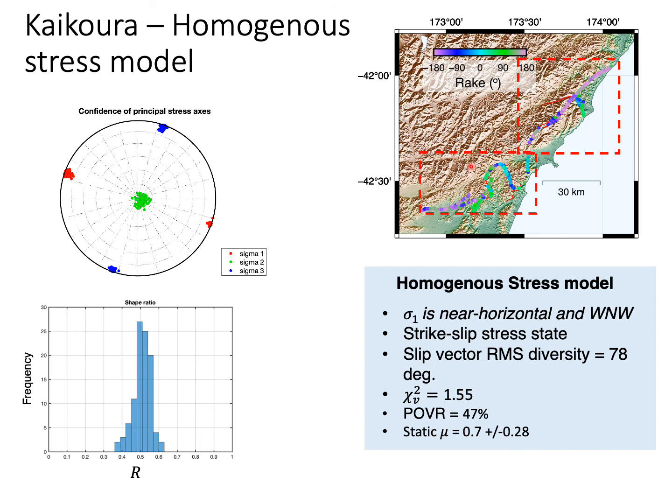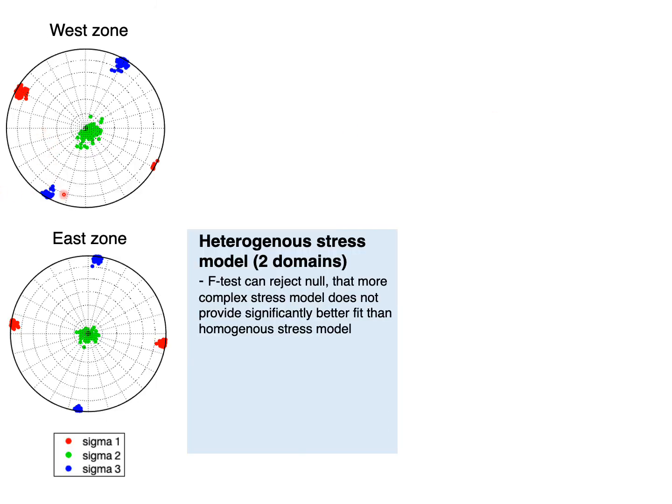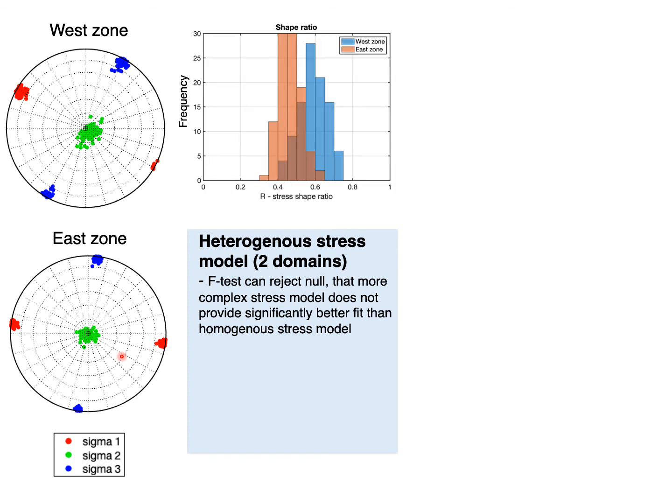So what we can do again, given that there is some unexplained variance in the data, is partition the rupture into two different domains, into the western and eastern half. And so here's the stress inversion result for the western zone and the eastern zone. We find that the F-test can actually reject the null hypothesis, indicating a more complicated model is likely justified, or we can reject the notion that a more complex model does not provide a better fit to data given the increased number of model parameters.